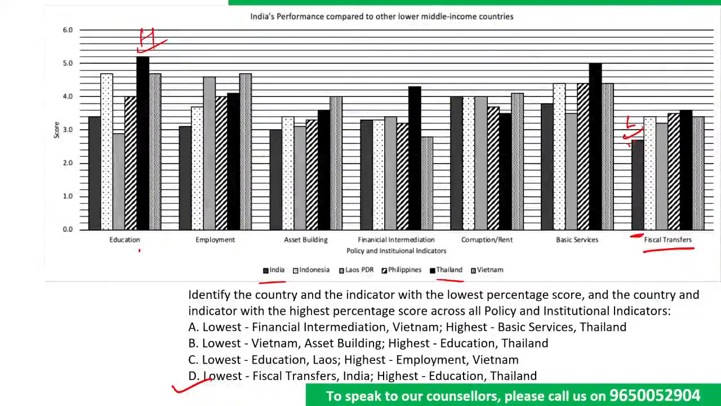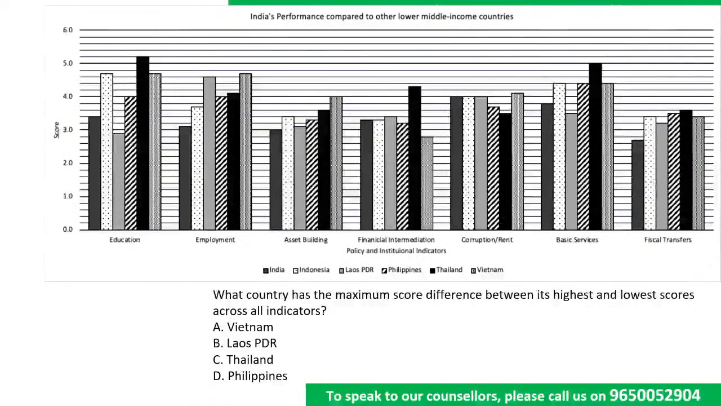Clear? Okay, let's do the next question. What country has the maximum score difference between its highest and lowest scores across all indicators? Remember that whenever questions are asked wherein you have to find the difference between highest and lowest and tell the maximum, you just look at these four options.